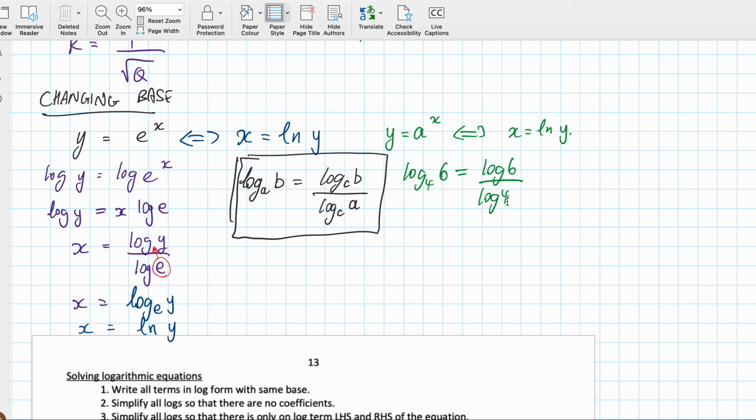Now this 4, if I want to go back to a single log, I can just bring that 4 simply back into this slot here, log base 4 of 6. That's the idea. Now there's an interesting way of showing this.